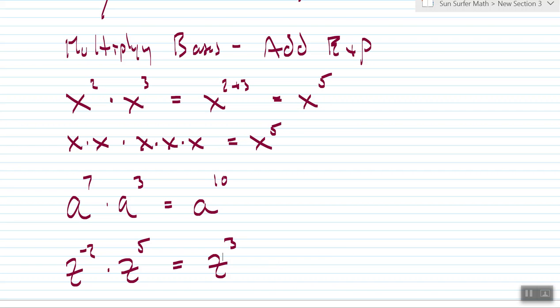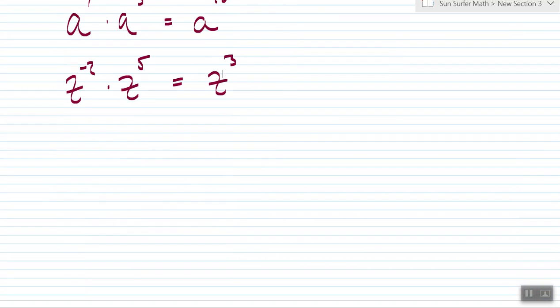And the last rule we want to go over is for dividing bases. When dividing bases, and of course I mean similar bases, they have the same variable, we subtract the exponents.